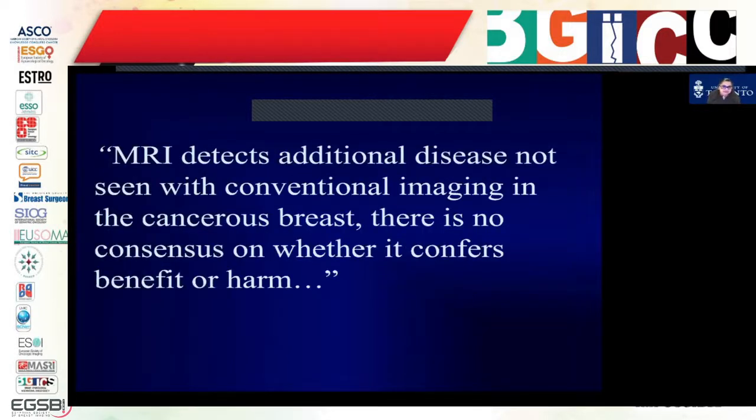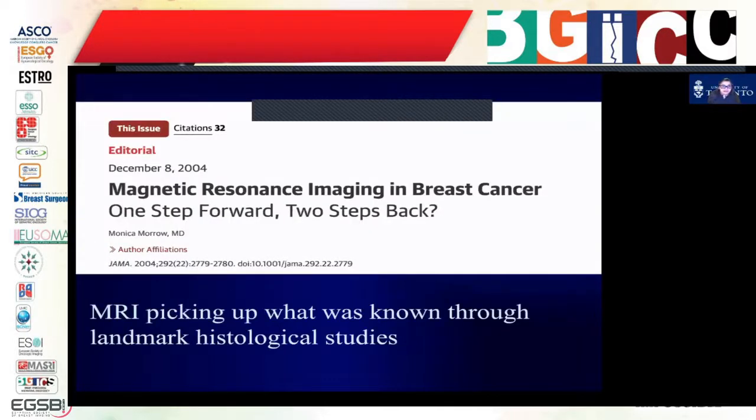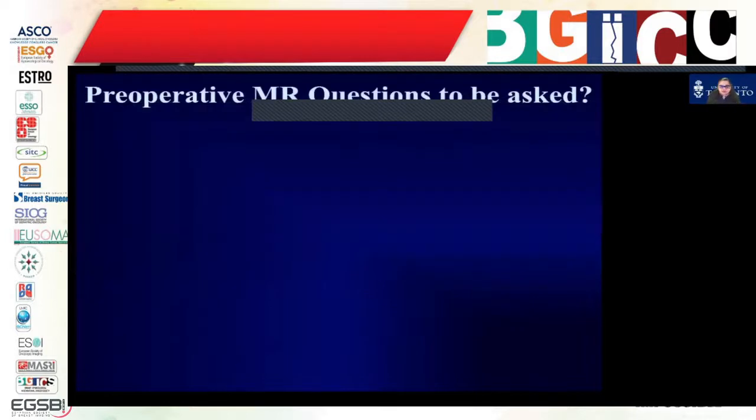So then there was a lot of criticism because MRI was detecting additional disease that is not seen on conventional imaging, and that was leading to more harm than benefit. Some critics of breast MRI were accusing MRI that it is like having one step forward and moving two steps back. So MRI was picking up the small additional foci of disease, which we know can be addressed on radiation. So there was a huge controversy about where and how and should preoperative MRI even be used.